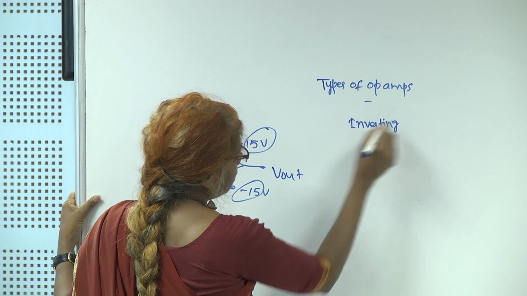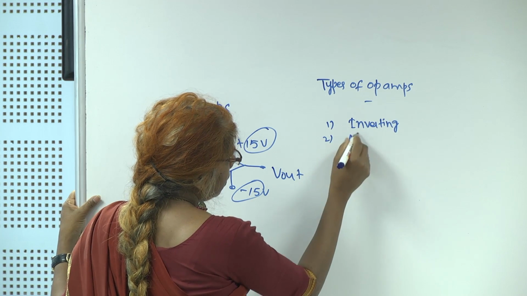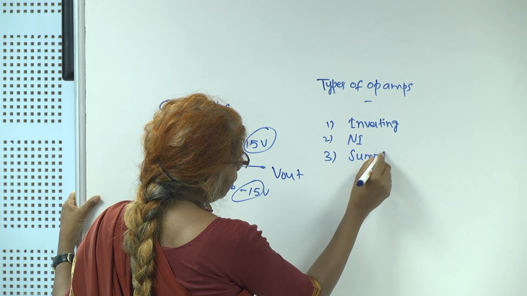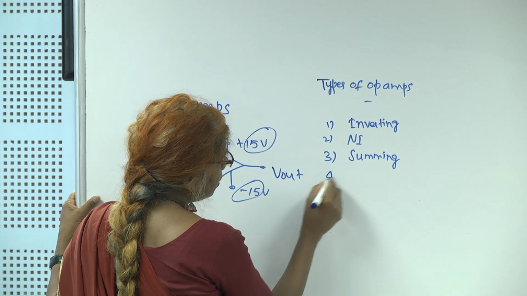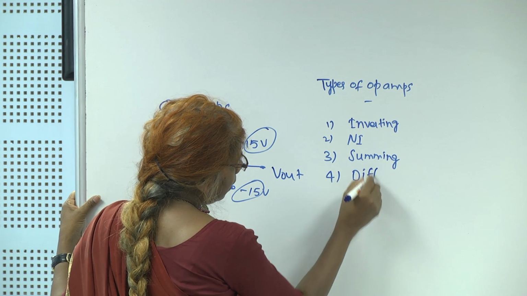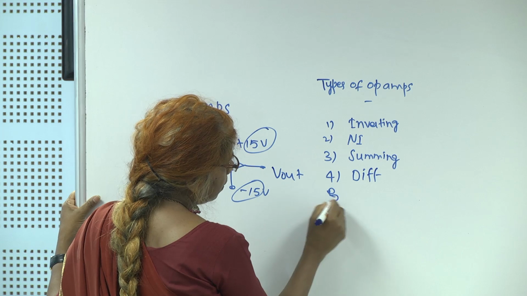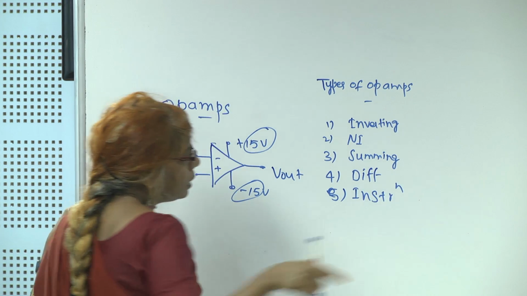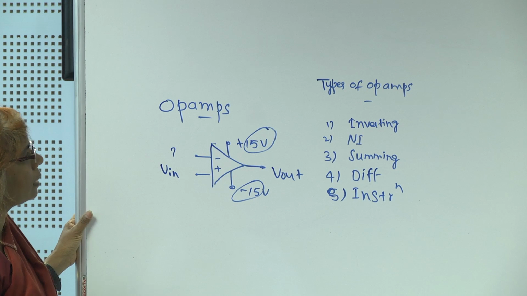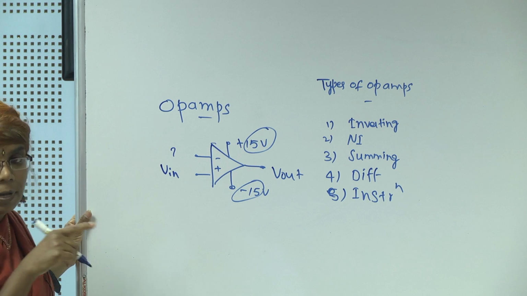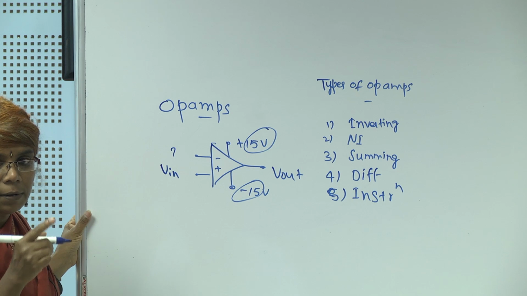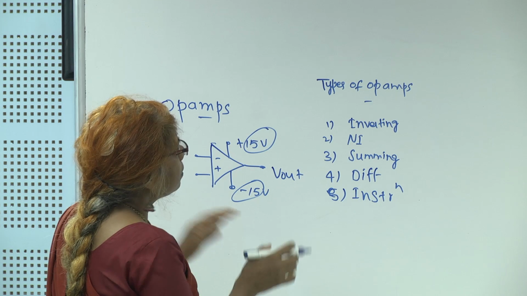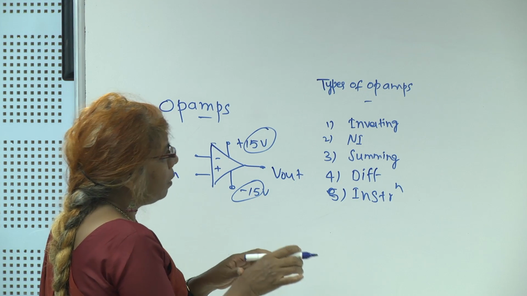And then non-inverting, and then summing, and then differential, and then instrumentation. This is what we are interested in this course, so we will talk about these things. So you know all about instrumentation, summing and all that. I will test your knowledge by giving a problem. If you cannot do it, I will tell you how to do that.